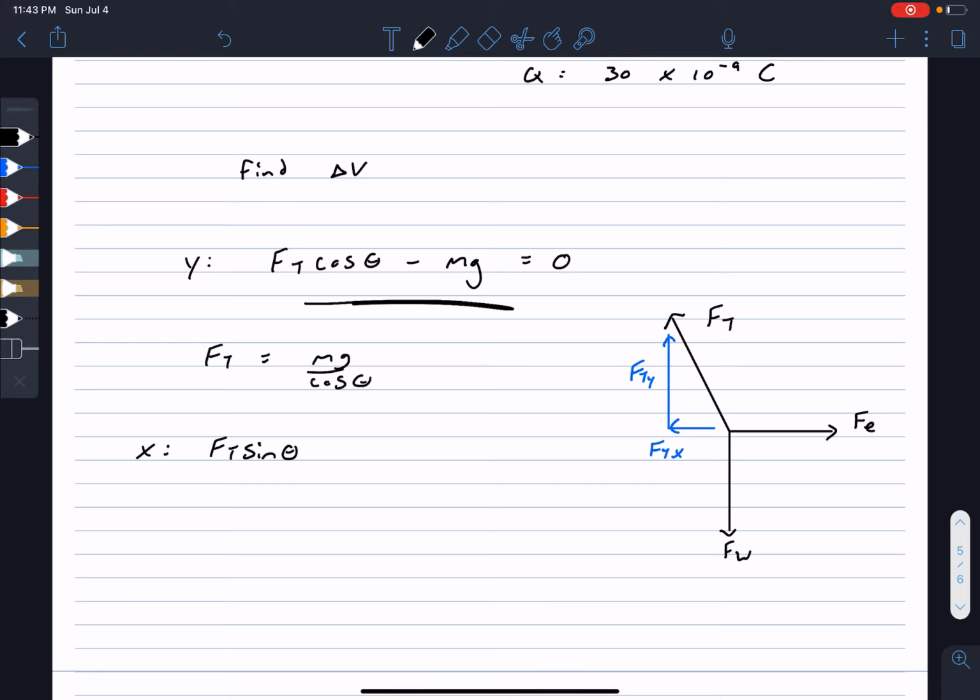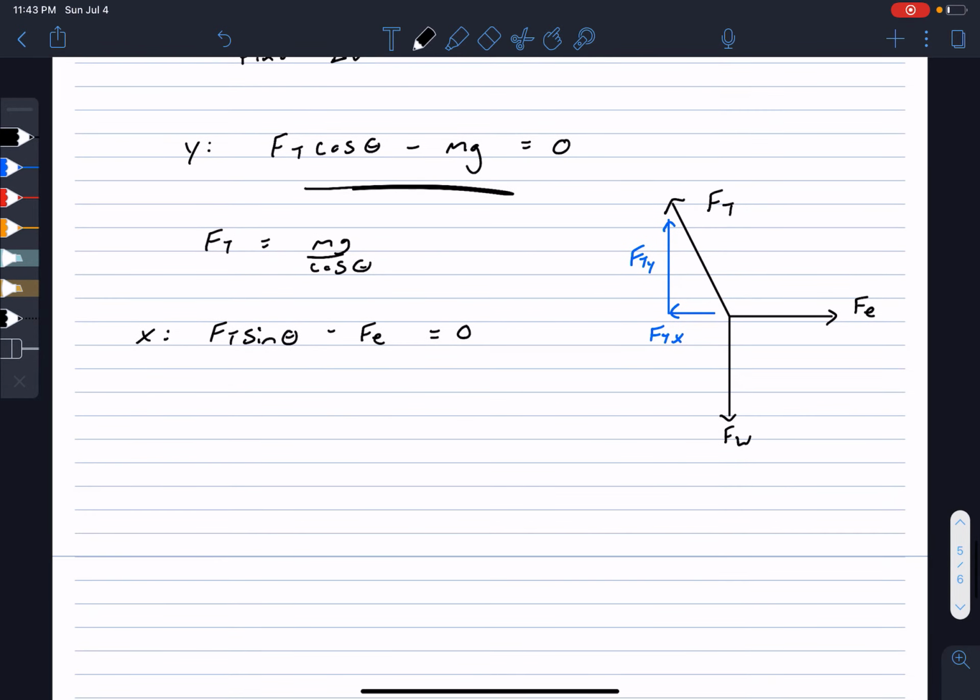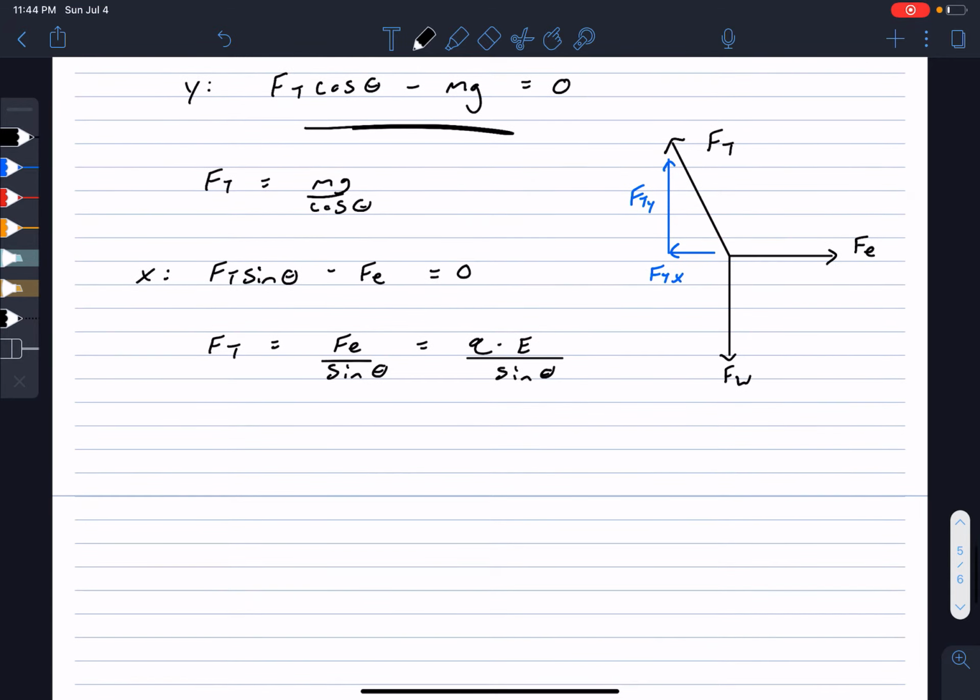Let's see here, what do we got? Minus Fe. So the way I drew this diagram, you could actually redefine these. This could be positive and this could be negative, but it works out the same either way because I'm just setting these in equilibrium. So what I'm saying is Ft is equal to the electric force over sine theta, which is also equal to Q times the electric field over sine theta. Right? So now we also know that the magnitude is equal to mg over cosine theta.